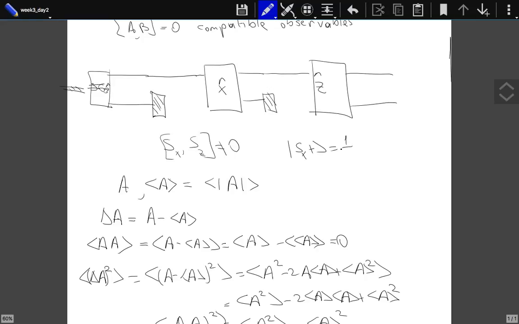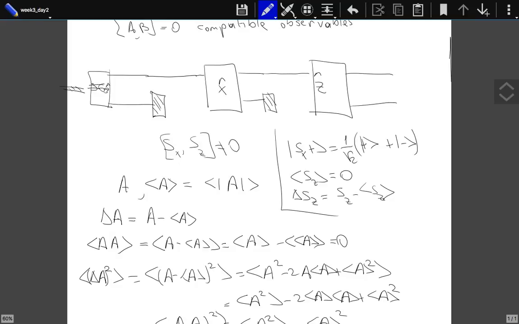We said that this state can be written in this form. Now the average of Sz in this state was just 0. Because with 50% probability it will be h bar over 2, with 50% probability it will be minus h bar over 2, the average of Sz is 0. So delta Sz, in that example, we can write it as Sz minus the average of Sz.